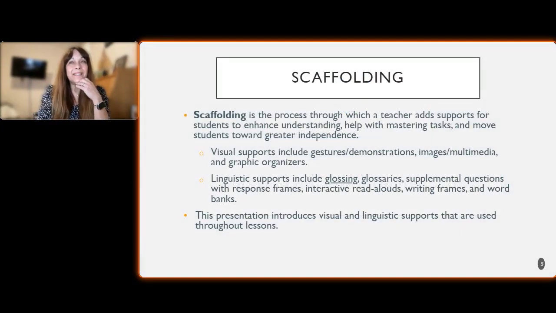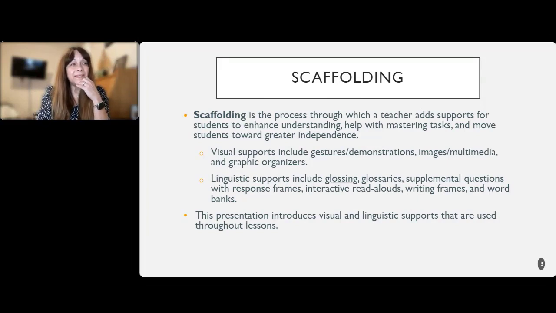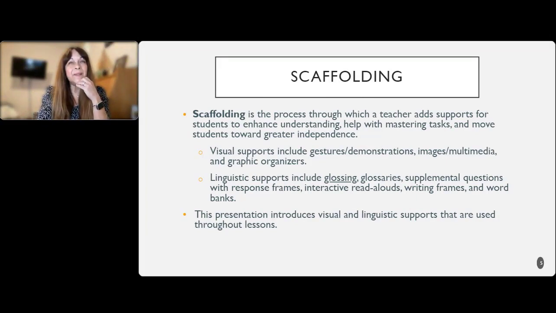Scaffolding. This is a word that we use very often in education. Let's take a look at what it means. It is the process through which a teacher adds supports for students to enhance understanding, to help with mastering tasks, and more importantly, to move students towards more and greater independence.